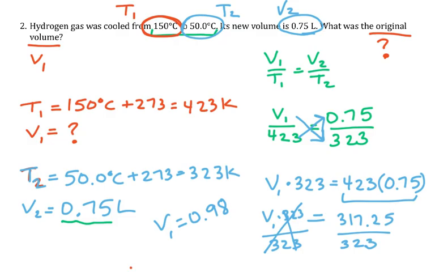Volume has a unit of liters. So my volume 2 was liters. That needs to match my volume 1, and that is our standard unit. So 0.98 liters is volume 1.